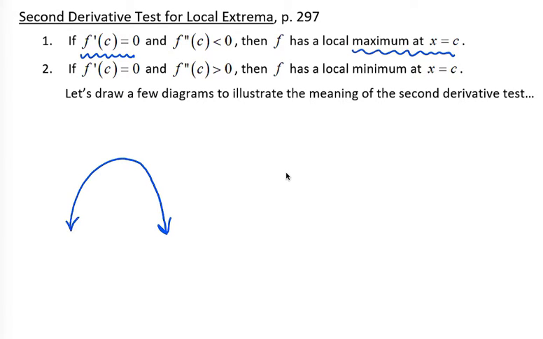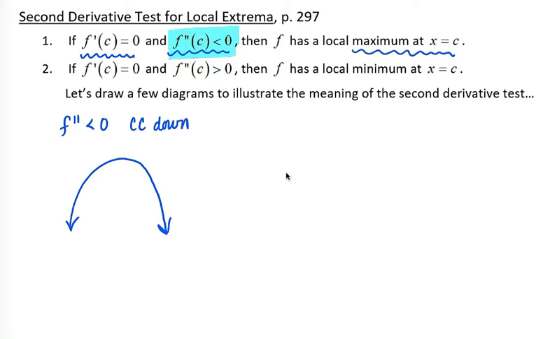Now, I'm kind of drawing the second part of this first. So what I've drawn here is the portion where the second derivative is less than 0. And remember, when your second derivative is less than 0, you have a function that is concave down. So I've just drawn something that is concave down, and that satisfies this requirement.